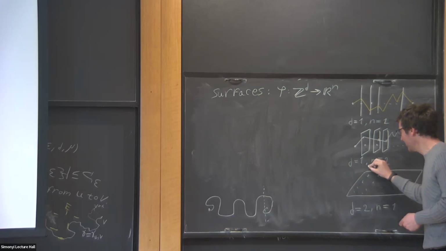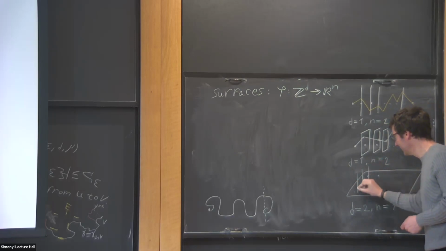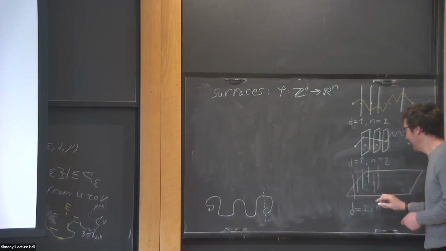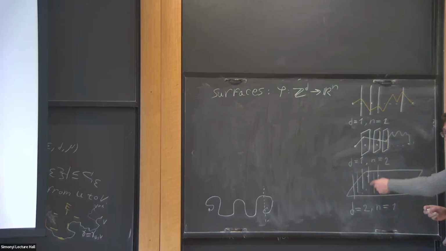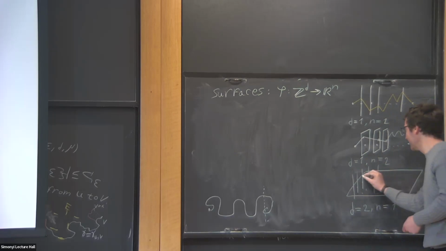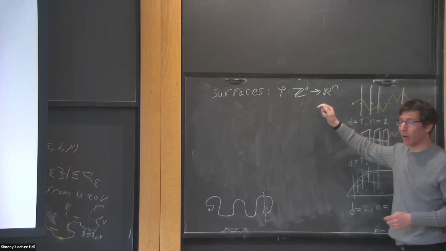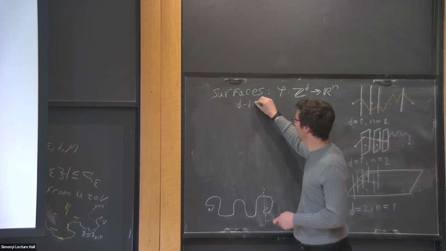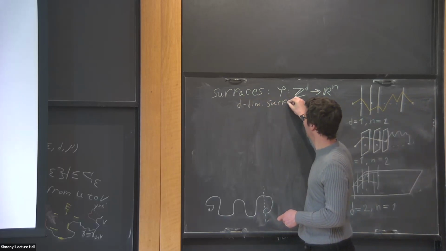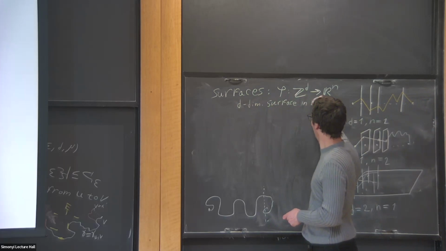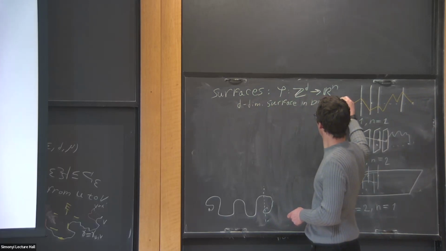And at every point you have a copy of the real line. And your surface needs to choose a single height at every vertex. So it is like a two-dimensional surface in a three-dimensional space. It's a bit hard to draw. Okay, so I hope that it is clear why this models a d-dimensional surface in d plus n dimensional space, in capital D, which is d plus n dimensional space.